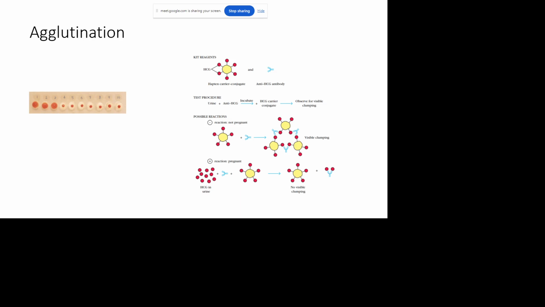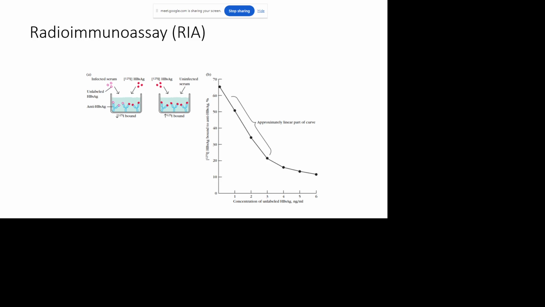So this was about the agglutination of antigen and antibody. So next we will shift to radioimmunoassay or RIA.